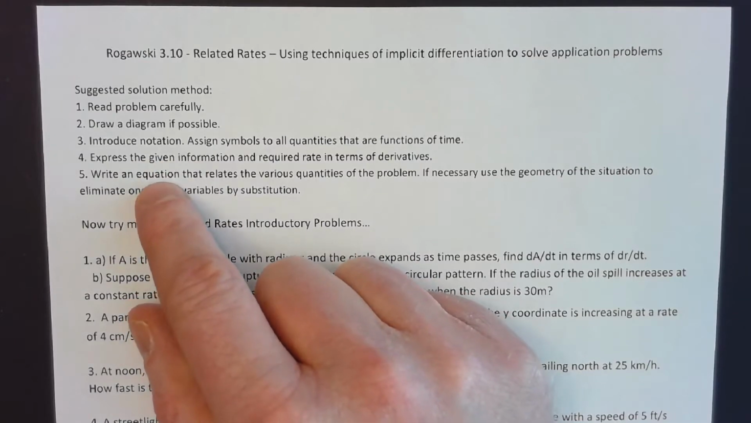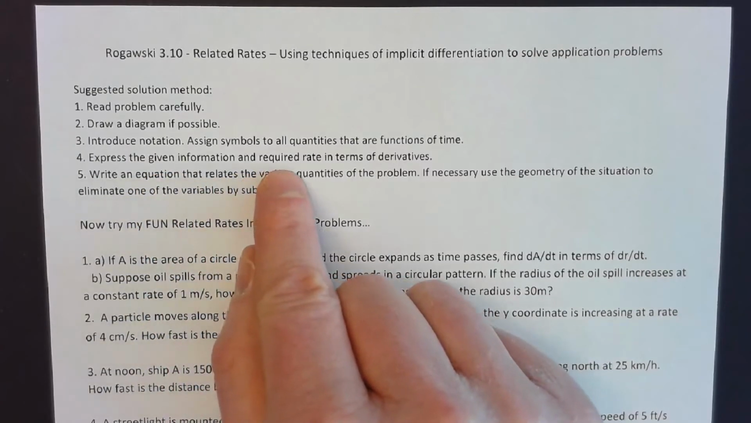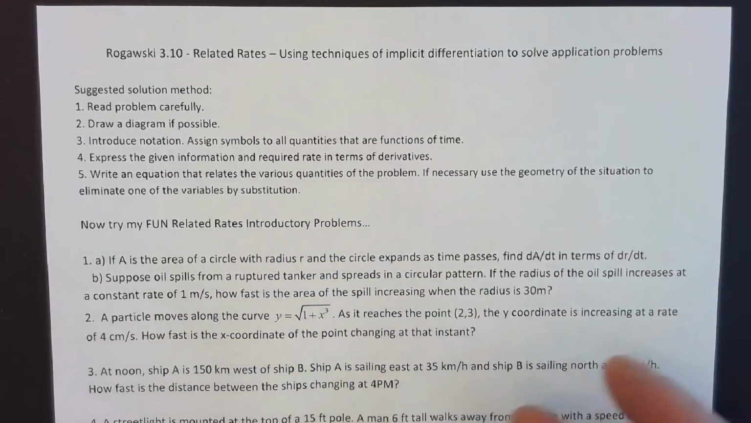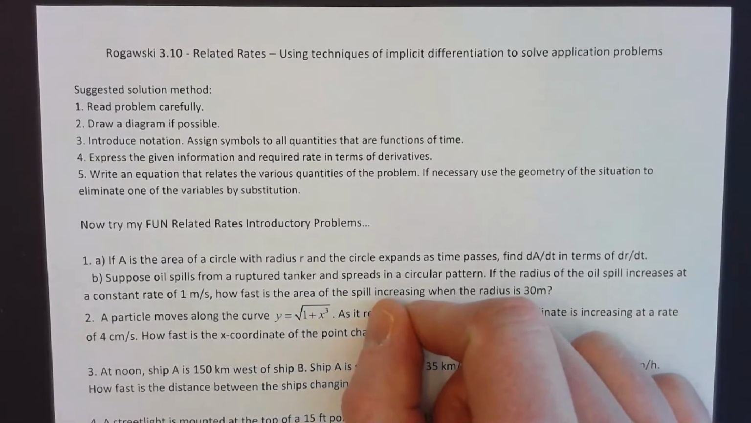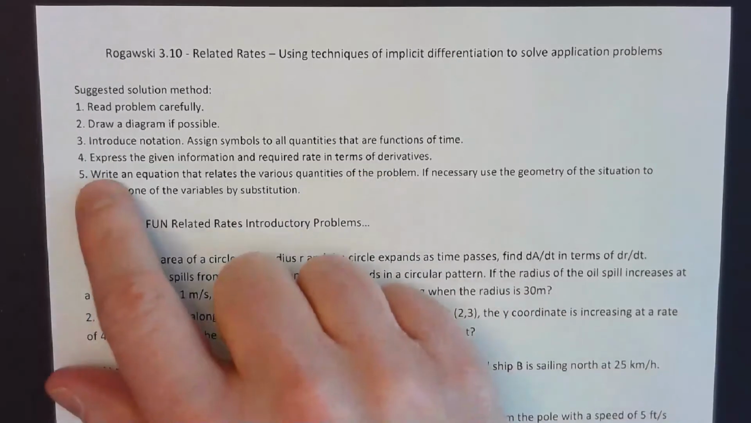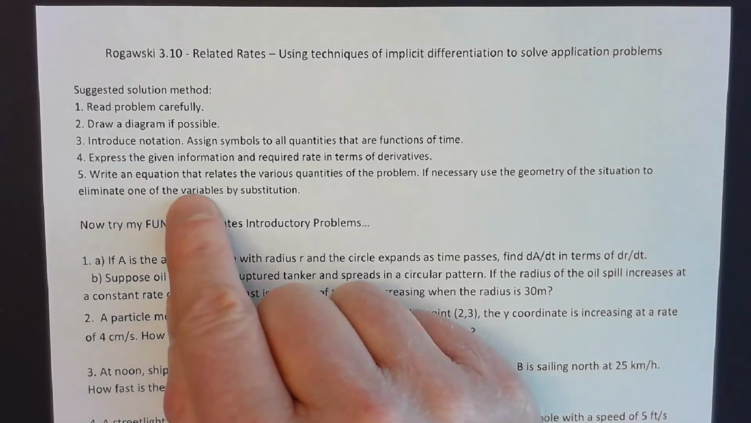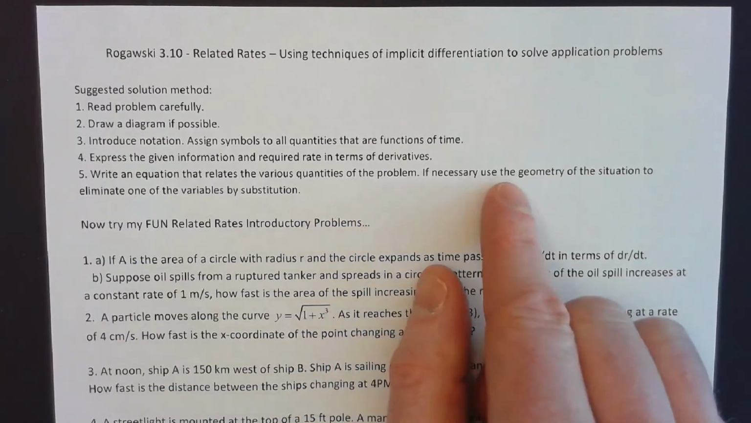So important quantities like that are going to come up. Express any given information in terms of derivatives. Not only will you be labeling sides like x, y, and z, but you'll be labeling the rates of change like dx/dt, dy/dt, and dz/dt, how fast each is changing with respect to time. The final step is to write an equation that relates every variable in the problem, and then, if necessary, use geometry.